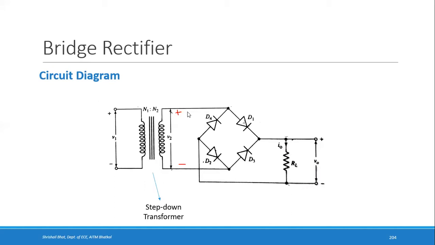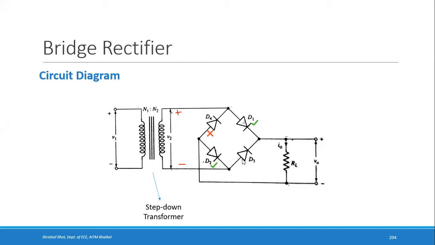The positive of the voltage is connected to the P side of D1, and negative is connected to the N side. Similarly, in D2, negative is connected to the N side and positive is connected to the P side. So D1 and D2 are forward biased. Whereas if you consider D4, the N side is connected to positive and the P side is connected to negative. So D4 is reverse biased.